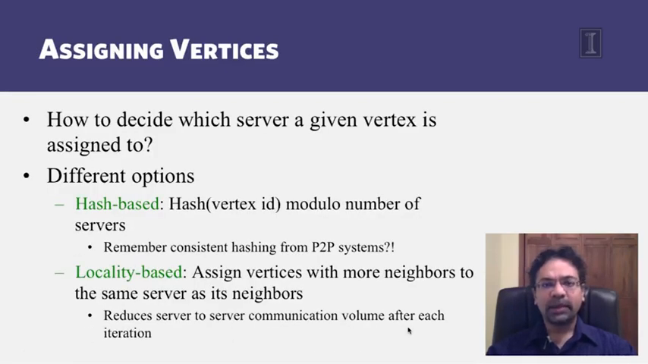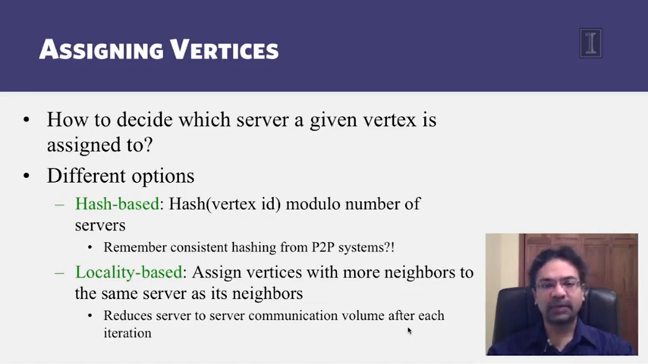So here it makes a difference. What makes a difference here is which server you assign a given vertex to, because this can reduce the amount of communication. If the neighboring vertices of a given vertex are on the same server as itself, then essentially you can fetch their values without involving any network overhead. So there are a couple of options in assigning servers to vertices.